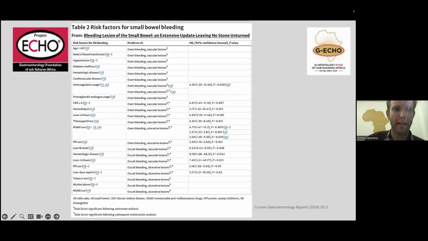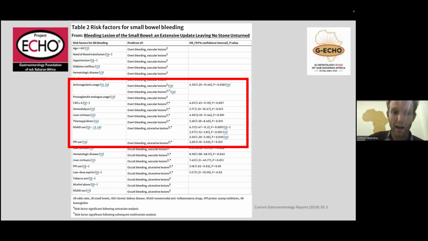And there are various risk factors that can predict, in someone who you suspect has a small bowel bleed, whether or not you are going to have a positive investigation. Besides some comorbidities like hypertension and diabetes, some of the more significant factors associated with a positive test include anticoagulant usage, chronic kidney disease, liver cirrhosis, as well as being on hemodialysis. These were all highly predictive of vascular lesions in the setting of an overt bleed.